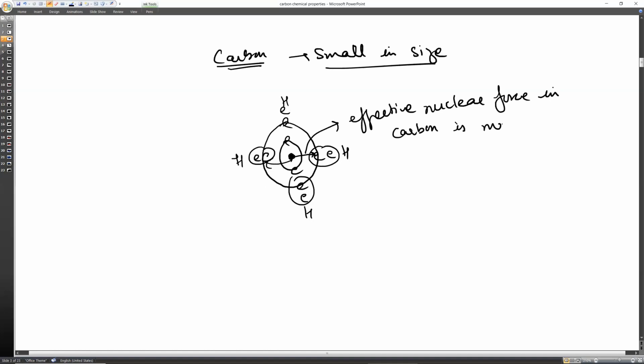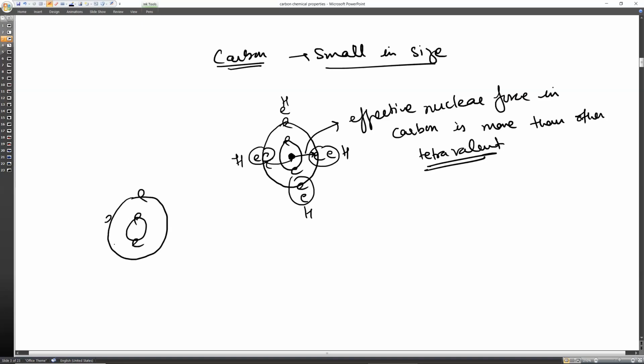is more than in other tetravalent atoms. We have to use this word tetravalent, because it does not mean that carbon is going to have the highest effective nuclear force. No. If I take the example of silicon for explaining you here, silicon has 2, then 8, and then 4 electrons here.